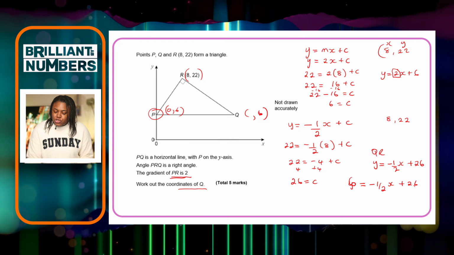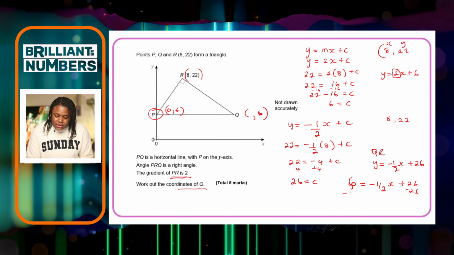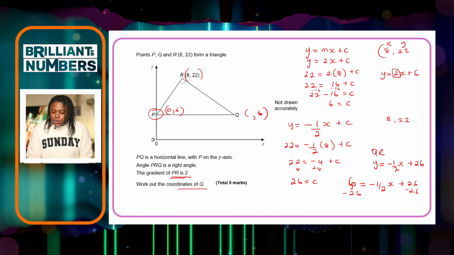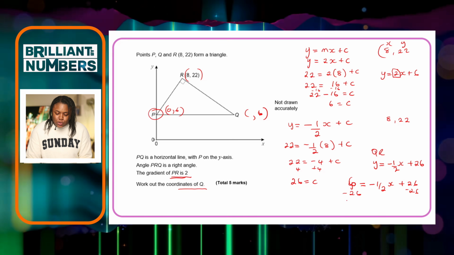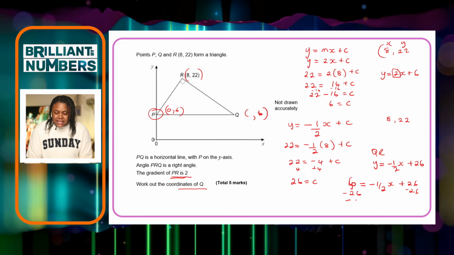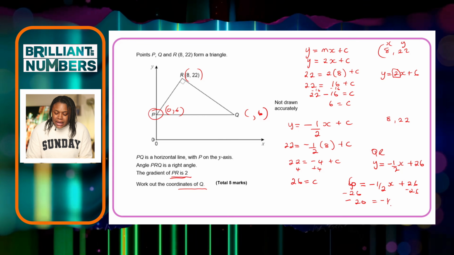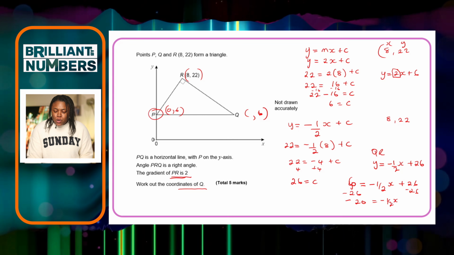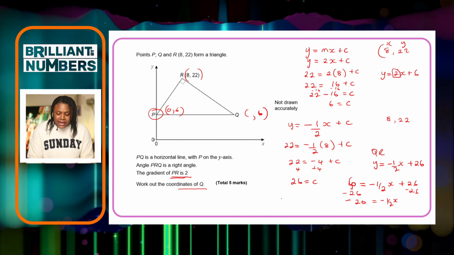Step 1, subtract 26 from both sides. 6 minus 26 is equal to minus 20. And that's equal to negative a half x. So we are multiplying by negative a half here. On the other side, we need to divide by negative a half.